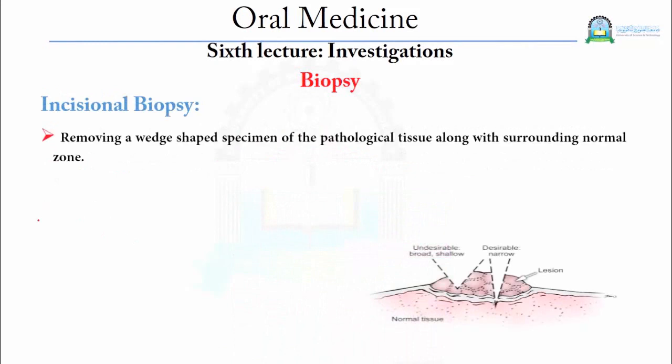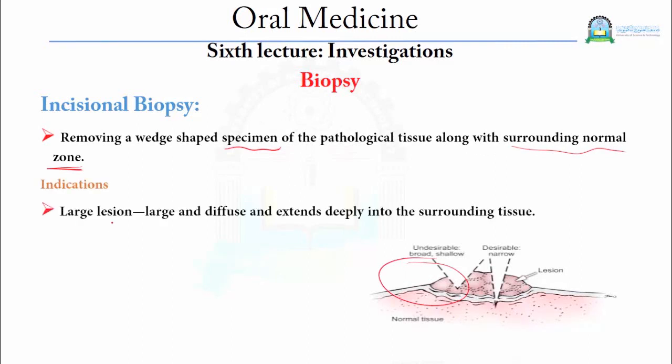Incisional biopsy means that you will remove a wedge-shaped specimen of the pathological tissue along with the surrounding normal zone. So you will take the pathological piece of tissue with surrounding normal tissue. It is indicated when there is a large lesion, so you cannot do an excisional biopsy. If there is a large, diffuse lesion extending deeply into the surrounding tissue, you will perform an incisional biopsy, indicated also to determine the nature of treatment.